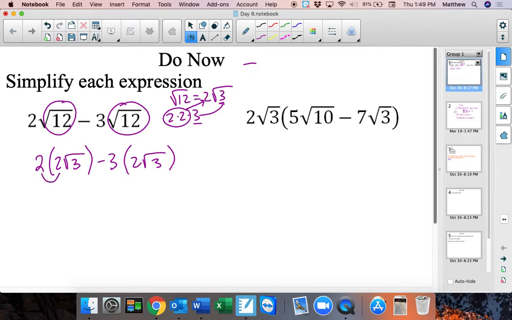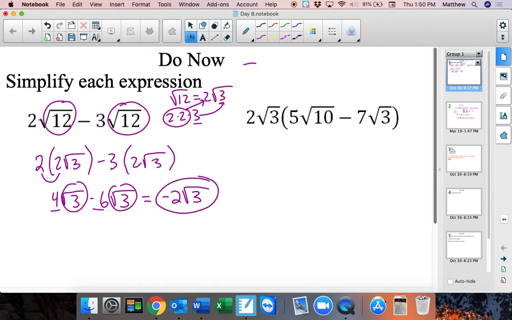Now outside times outside is 4 root 3 here minus 6 root 3. And now my radicals are simplified. And I can combine the coefficients and get negative 2, because that's 4 minus 6, radical 3. Okay. If you combined at the beginning and just did 2 minus 3, you'd have negative radical 12, which again would be negative 2 radical 3. So definitely more than one way to do it, but that's how I would look at the first one.